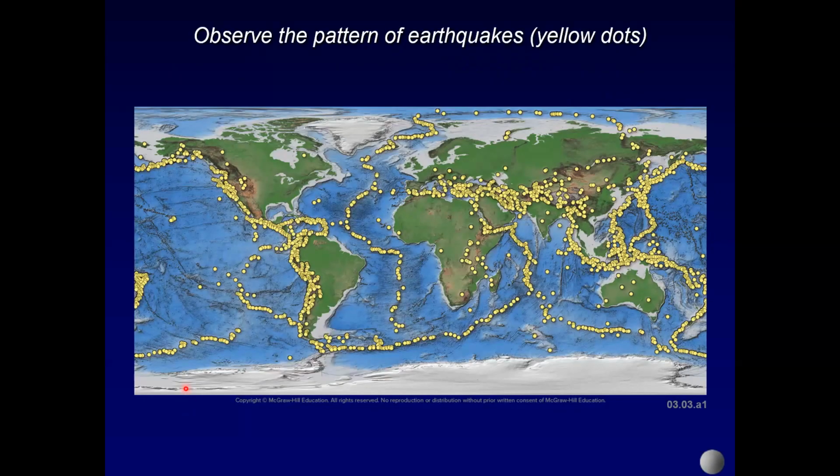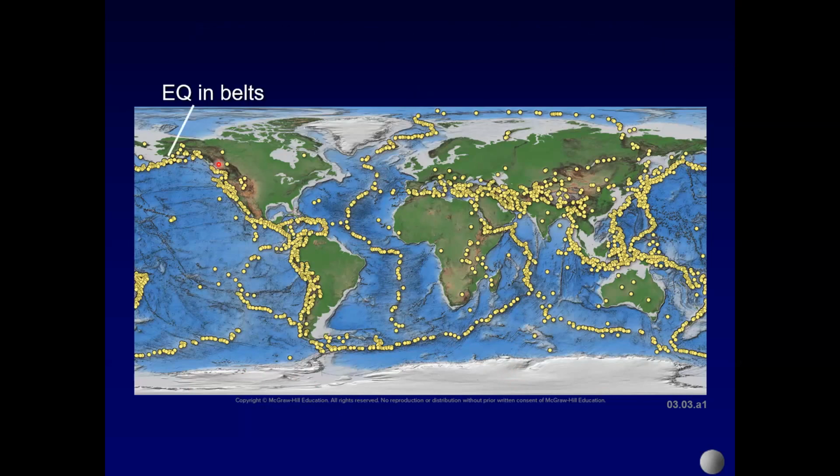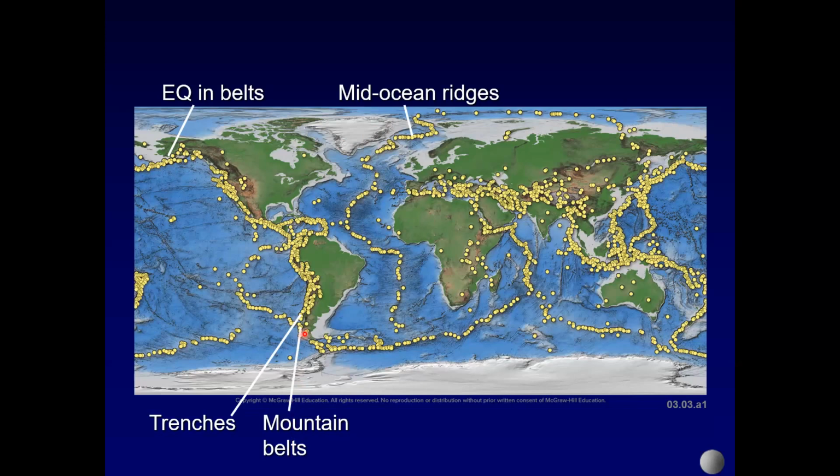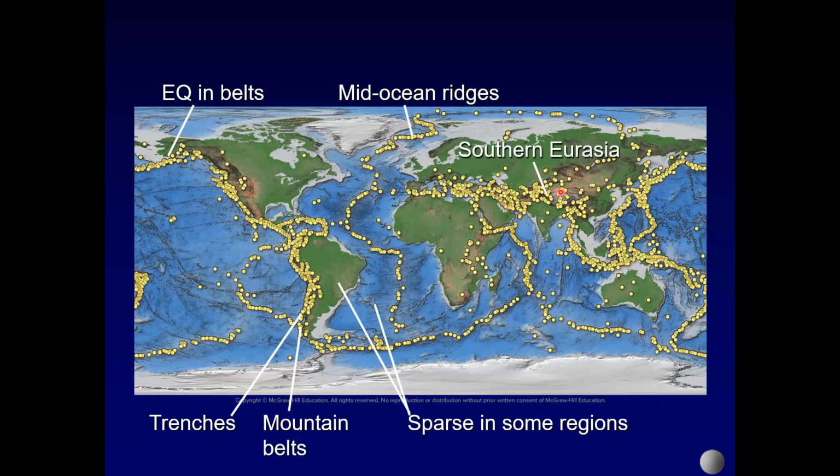Let's just look at the data that we have now. This isn't every earthquake that ever happened. This is some data of earthquake occurrences, their epicenters, where they occurred throughout our planet. Some observations are that they occur in belts. We see them like mountain belts. We see them along mid-ocean ridges. We see them along trenches. Mountain belts again. Some regions really don't have earthquakes. We see a ton of them along the Tibetan Plateau.